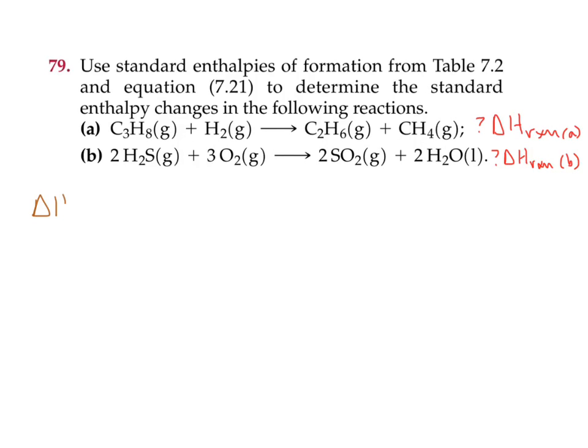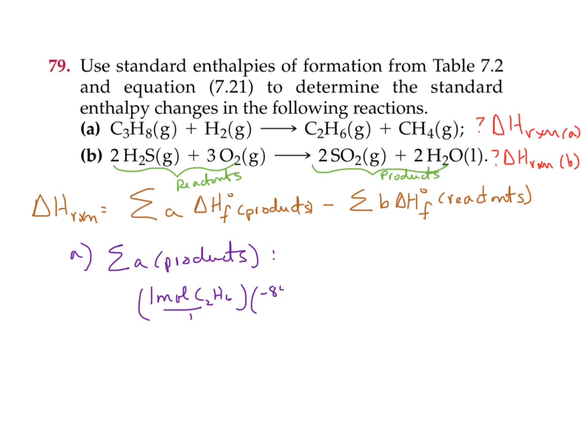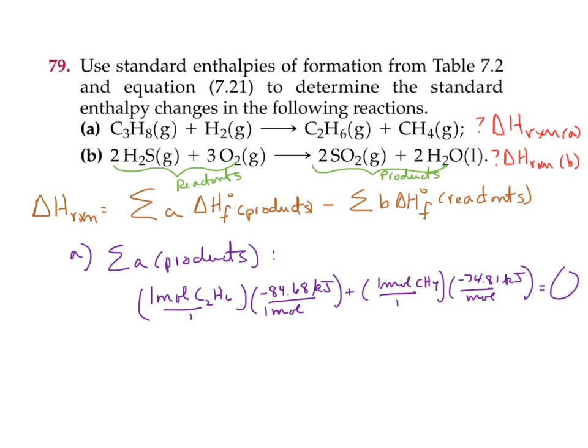You don't have anything like you had the O2 in this, where it's 0, but they're not too bad. All right. So we're going to use this equation to knock it out. And so, like I said, I kind of did the first one for you. So I kind of make a little paragraph for the products. Stoichiometric coefficients are 1 for the C2H6 and 1 for the CH4. I look up the value on the table for the C2H6 and the CH4, and voila.